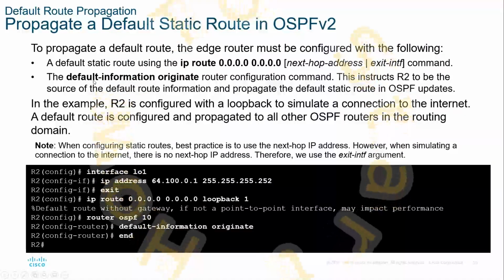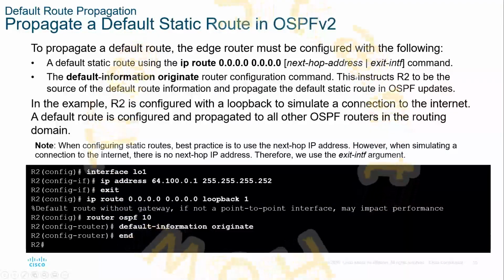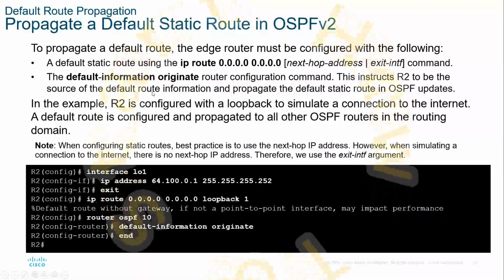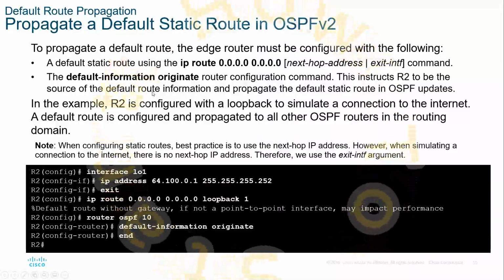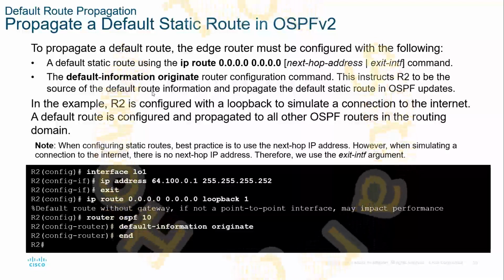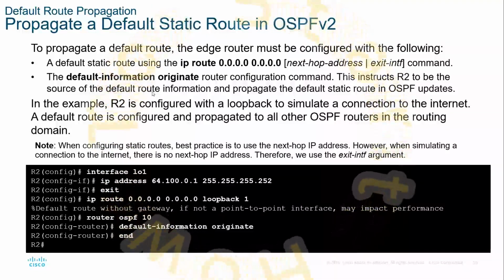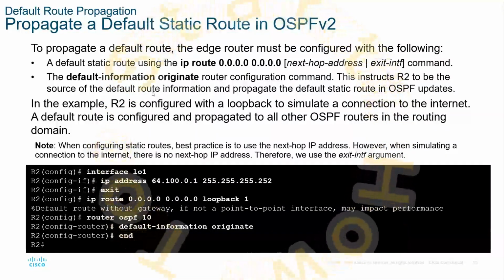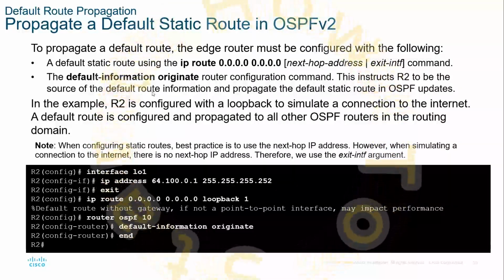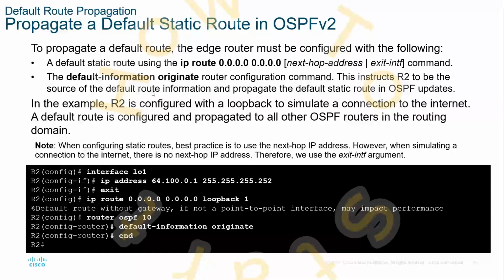If we issue the default-information originate command, this will instruct the other routers to use this router as the source of the default route. So if we have 3 routers and router 2 says, I have a default route to the internet, I can propagate that route to my neighbors, to router 1 and router 3, by using default-information originate. And we have a lab doing this.